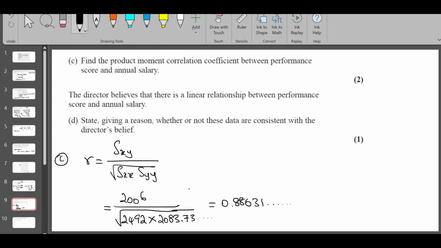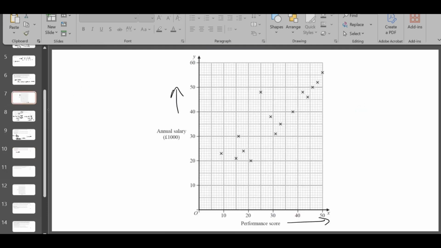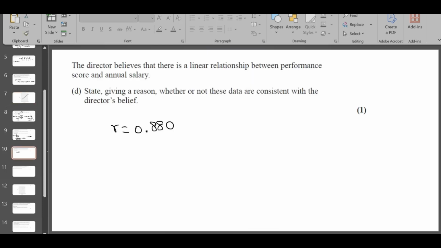0.88031... So therefore R is 0.880. Part D now. The director believes that there is a linear relationship between performance score and annual salary. Apparently, when you look at this one, there is a linear relationship, right? Now the question says, state, giving a reason, whether or not these data are consistent with the director's belief.